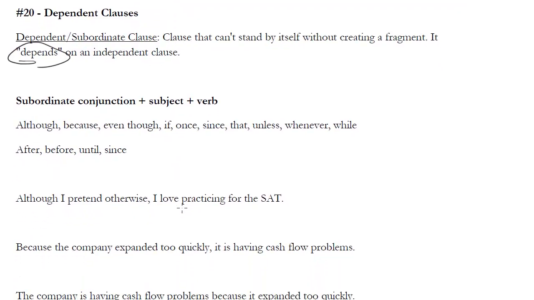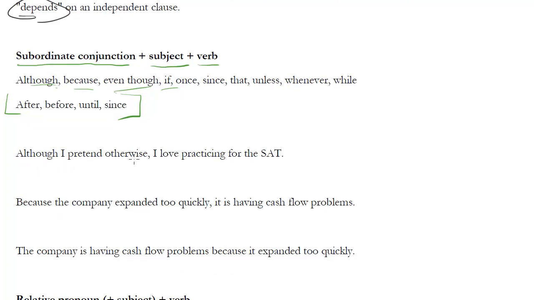So there are two main kinds of subordinate clauses I want to look at here. The first is the kind of standard subordinate clause, and that is when you've got a subordinating conjunction, a subject, and then your verb. So some examples of subordinating conjunctions include although, because, even though, if, and so on. You can even have some prepositions like after, before, until, and since that can act as subordinating conjunctions and create subordinate clauses. So examples. Although I pretend otherwise, I love practicing for the SAT.